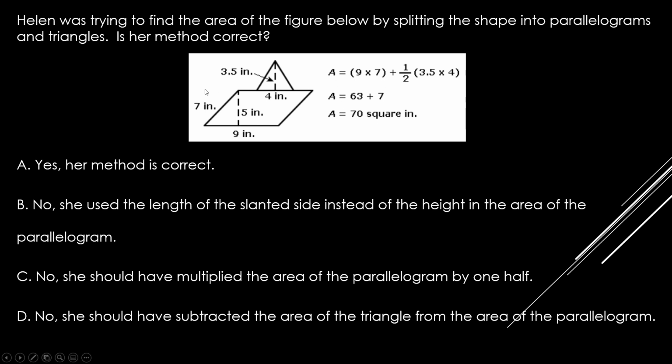Where's this 7 coming from? This 7 here, see how the 7 is on the slant? That means it's a slant height. We would never use that. So, no, just because this 7 here is a slant height, this side right here, and we never use that when finding area. So no, because she used the slanted side instead of the height of the parallelogram. And the actual height she should have used should have been 5, because 5 goes straight up and down.